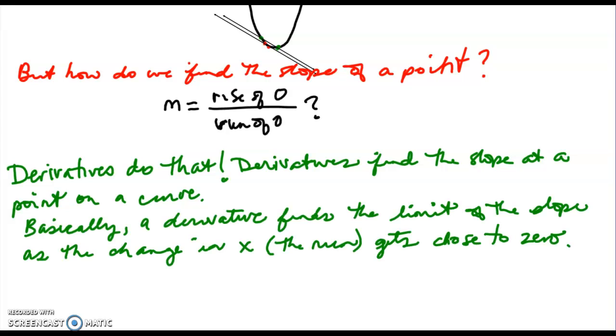Basically, a derivative finds the limit of the slope as the change in x, that's the run, right? The denominator, gets closer and closer to 0. So if that would be so close to 0, such a tiny bit that it's just a tiny point, then what's the slope? That's what the derivative finds. And that's why we say with respect to x.